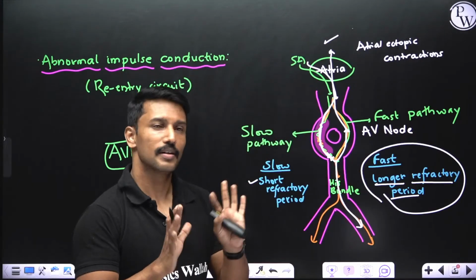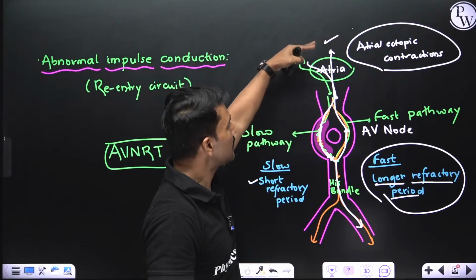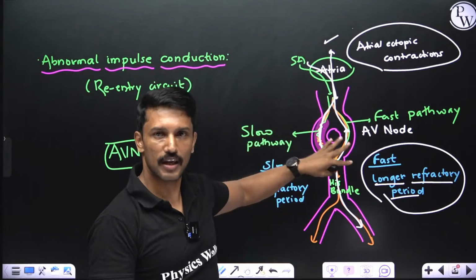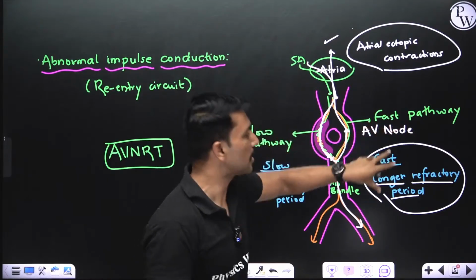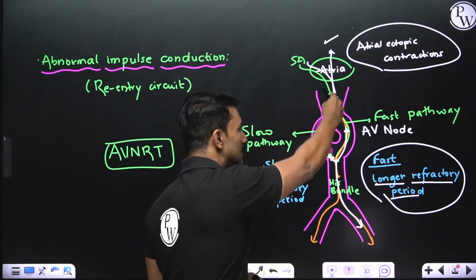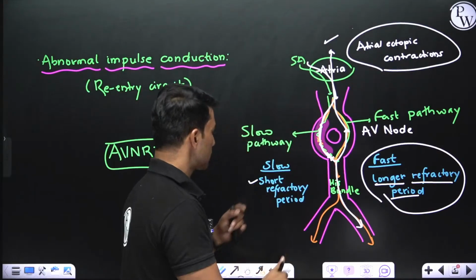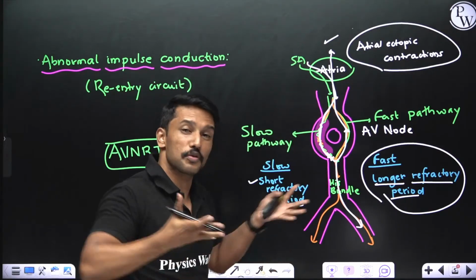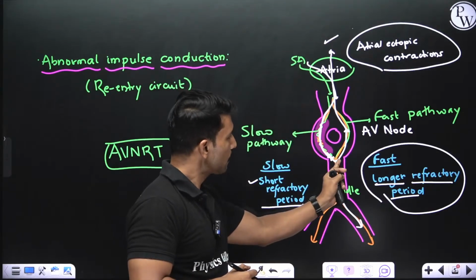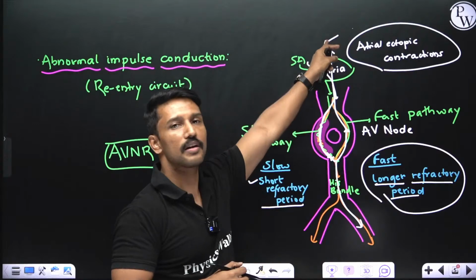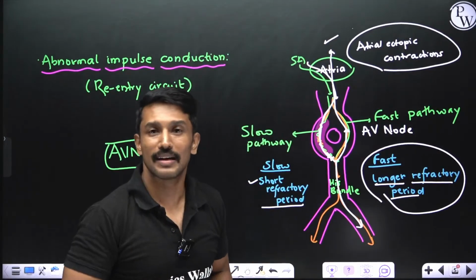So why did this happen? Just because I caused an atrial premature contraction. The impulse arrived early to the AV node than usual, and when it arrived early, it caught the fast pathway in the refractory period. So the impulse could not travel through the fast pathway. It traveled through the slow pathway because the slow pathway has a short refractory period, so it was already ready to receive the impulse. From the slow pathway, it can now enter back into the atria and cause atrial depolarization, as well as go down to the ventricle to cause ventricular depolarization.